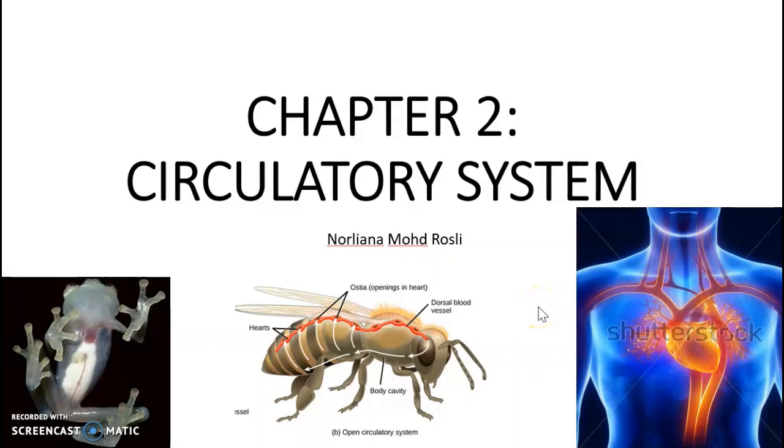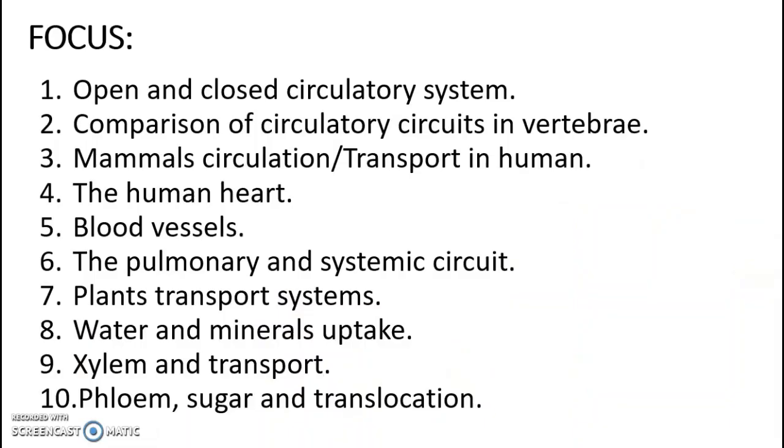Hi everyone, today we're going to look at the second chapter, which is on circulatory system. However, before we look at the content in detail, we shall look at what is the focus of this chapter. The focus of this chapter will be on open and closed circulatory system, comparison of circulatory circuits in vertebrate, mammalians or mammal circulations, which we will focus on the transport in human.